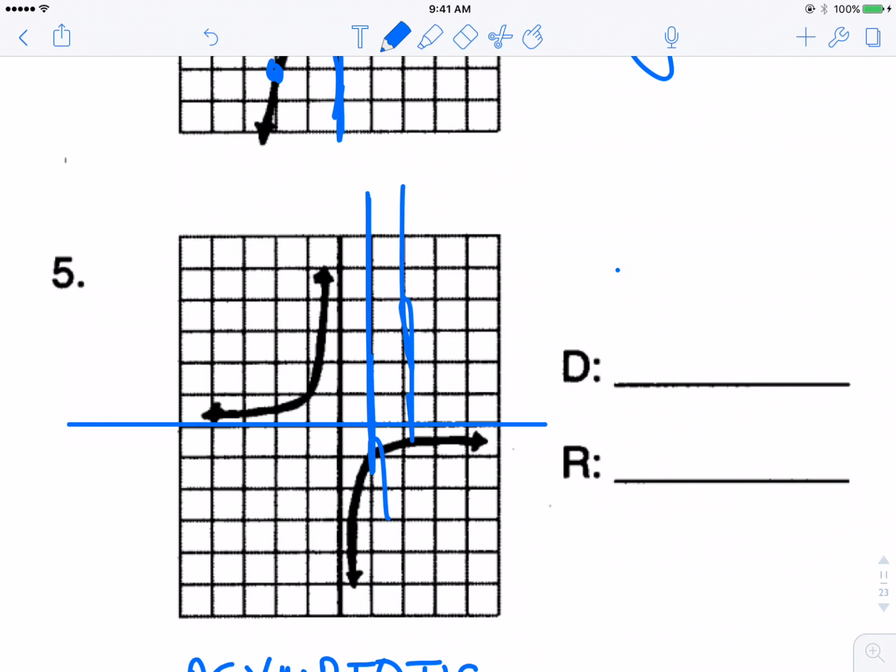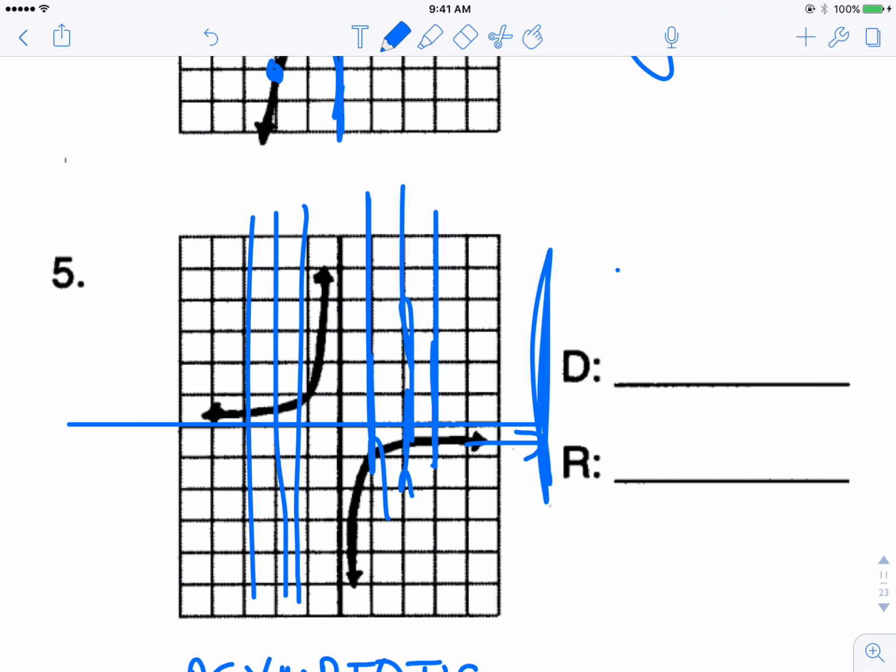Can we have an x value of 1? Yes. 2? Yes. 3? Sure. How about 50? Way out here. Yes, this graph will eventually hit it. How about -1? How about -2, -3, -50? Yes, this graph will eventually hit it. How about a half? Sure. A quarter? Yes. How about -0.0000001? It's going to be super close to 0, but not touching it. And that's what we're looking for.